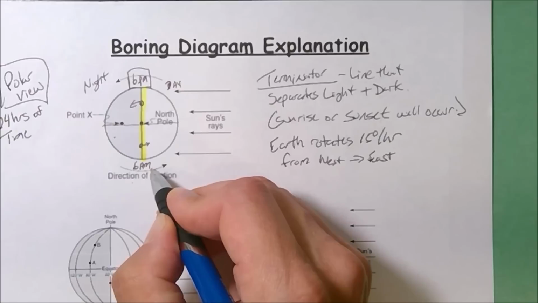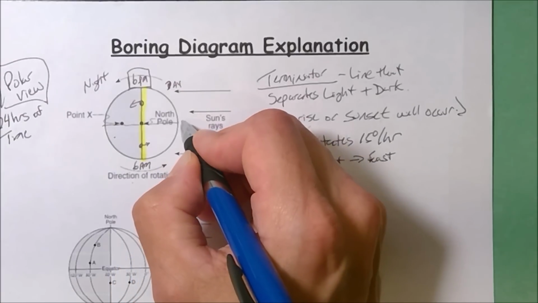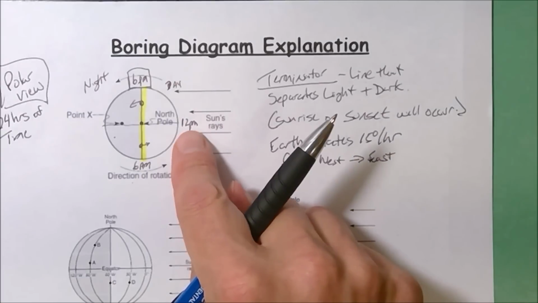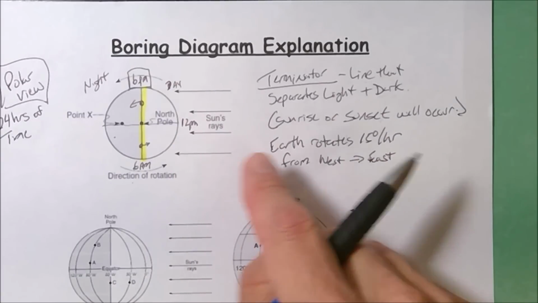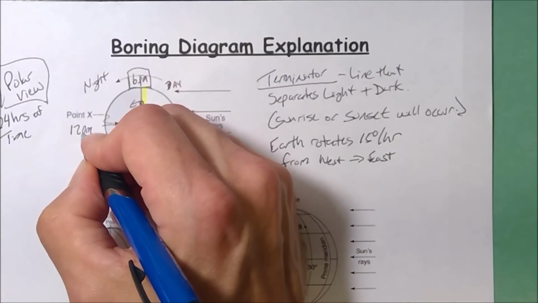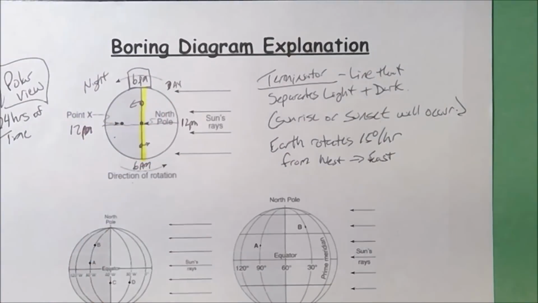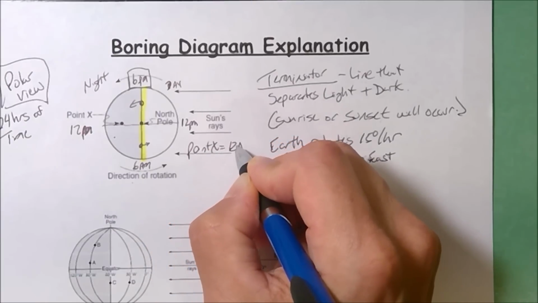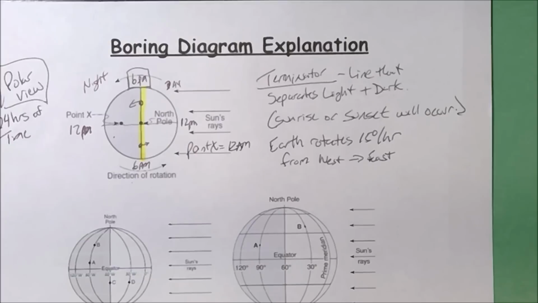From 6 a.m., we're turning more into the light. Noon, which is 12 p.m., is always directly underneath the sun's rays, and always directly opposite would be 12 a.m. or midnight. Midnight is halfway through the darkness. So looking at this, if they asked you what time is point X on this diagram, point X would equal 12 a.m. or it would be midnight.